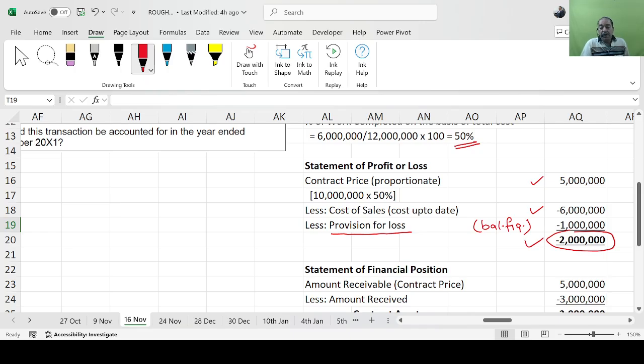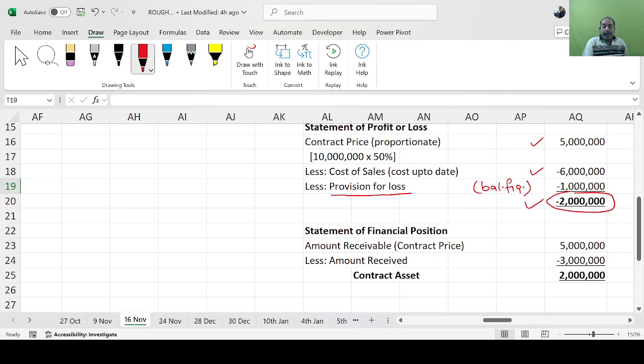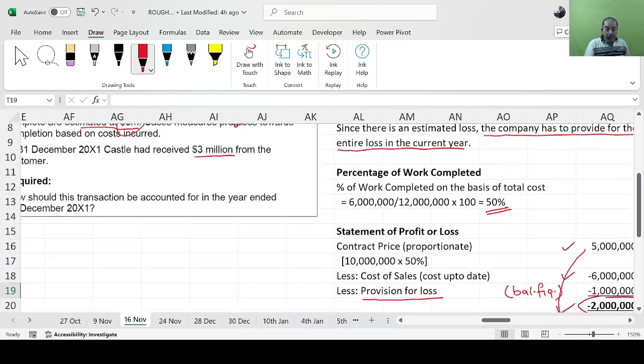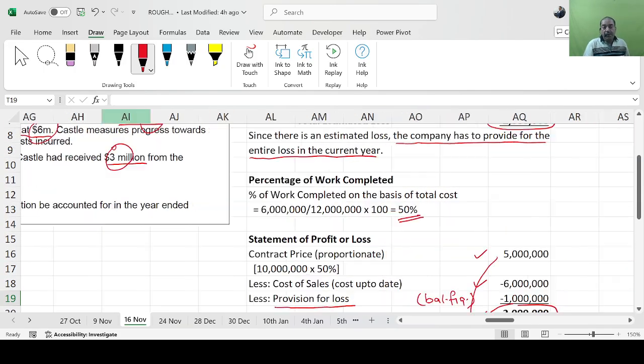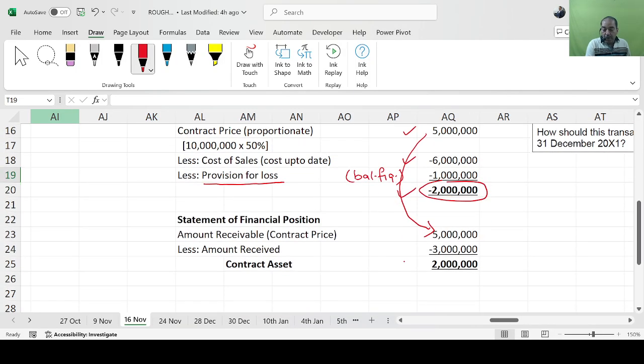Clear? Then we come to statement of financial position. Amount receivable is contract price, which is directly taken from the statement of profit or loss. From here it will come here directly, 5 million. Less amount received. How much they have received? They have said received is $3 million. So $5 million minus $3 million. That is going to be your contract asset. For the receivable, anything receivable is an asset. So it is going to be 5 minus 3, $2 million still receivable on the contract. Clear?